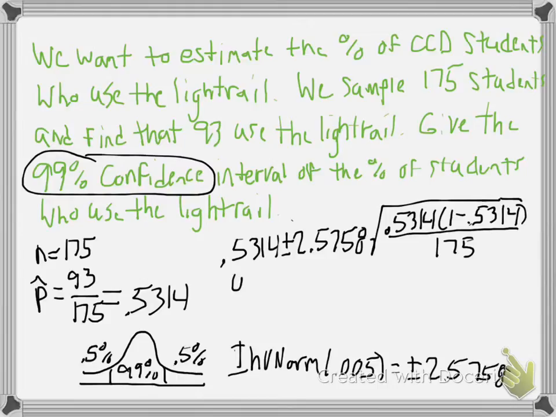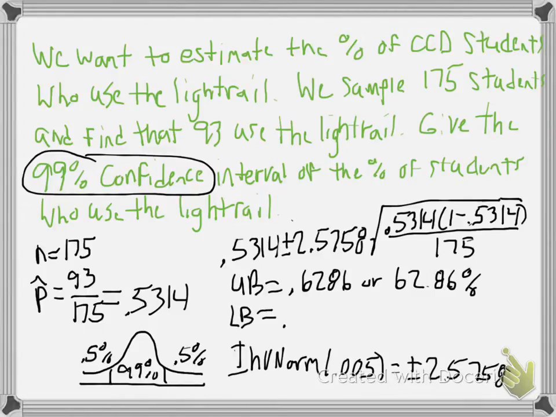That gives me the upper bound, UB, of 0.6286, or we can call that 62.86%. And then to get the lower bound, remember we can just press second, enter, and go up and change that plus to a minus, and it'll give me the lower bound of 0.4342, or 43.42%.